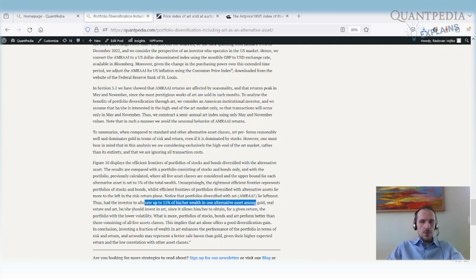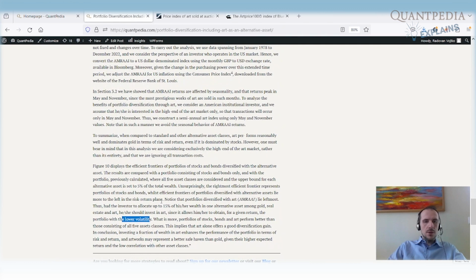And from that, the result was that he should invest in art. It allows him to get the portfolio with the lowest volatility and the highest return. As I said before, I would pay high caution because there is a problem with art regarding the insurance and regarding the cost of obtaining the art. So it's not so easy to invest into the art.